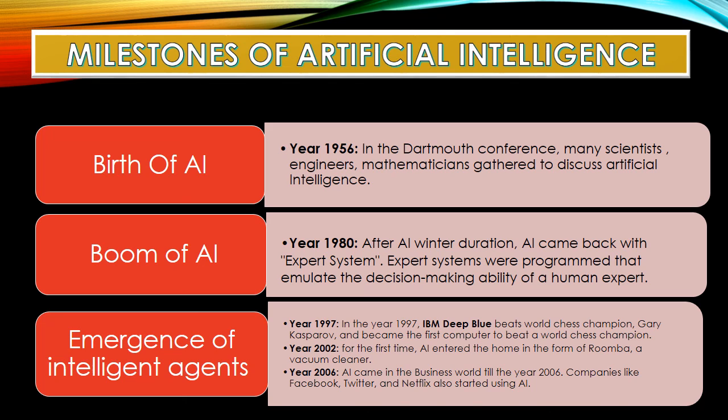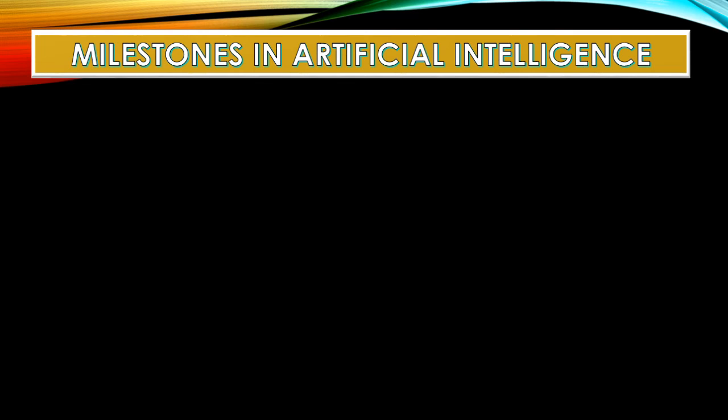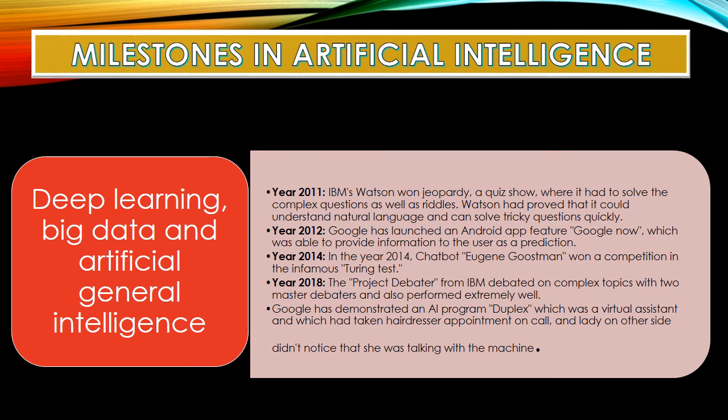2002, first time AI entered the home in the form of Roomba, a vacuum cleaner. Year 2006, AI came into the business world. Till year 2006, companies like Facebook, Twitter, Netflix also started using AI. Milestones in artificial intelligence: deep learning, big data and artificial general intelligence. In year 2011, IBM's Watson won the Jeopardy quiz show, where it had to solve complex questions as well as riddles. Watson had proved that it could understand natural language and can solve tricky questions really quickly.